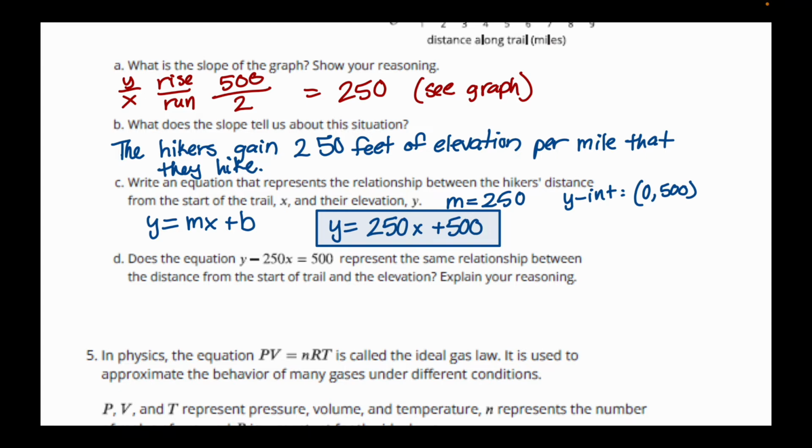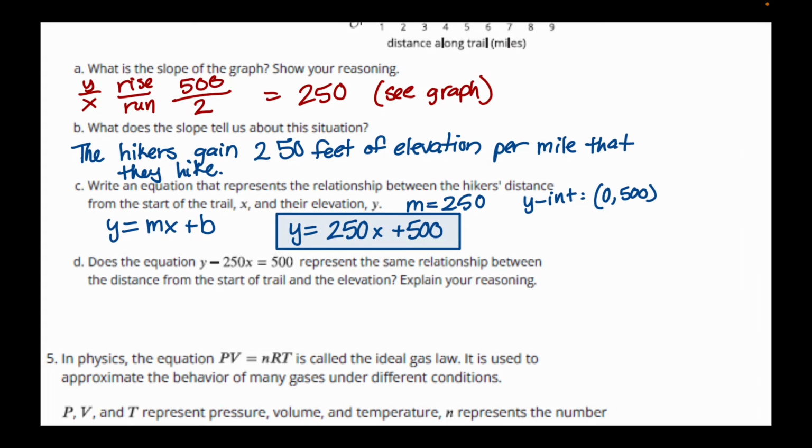So the next part of this question is: does the equation y minus 250x equals 500 represent the same relationship between distance from the start of the trail and the elevation? And then explain your reasoning. So basically, is this an equivalent equation? If I said, is it the same equation, it's slightly different. But is it equivalent? The answer to that is going to be yes.